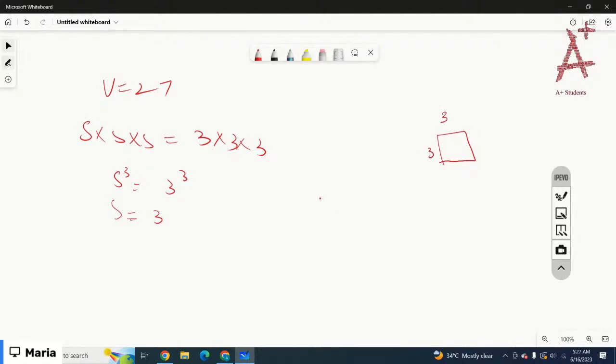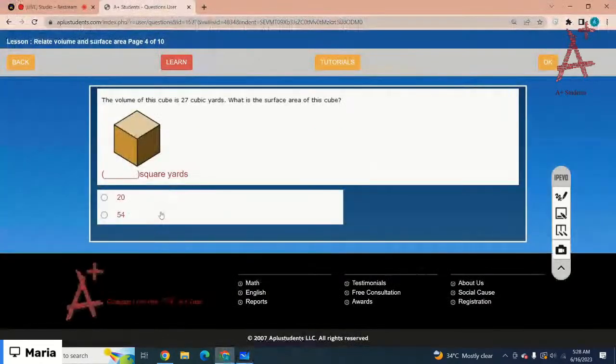Now you have a square with side 3. The area is 3 times 3, that is 9. You can calculate the surface area of the cube. It would be 9 times 6, that is 54, because the cube has 6 faces. So it would be 54. Got it? So the correct option is 54.